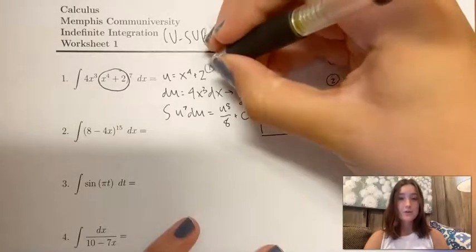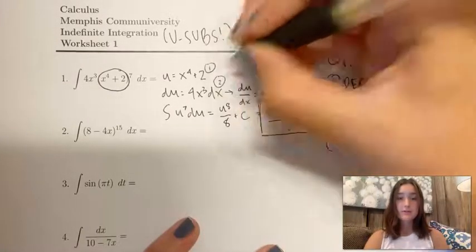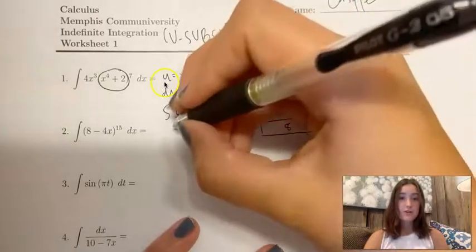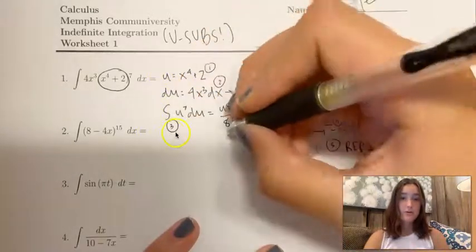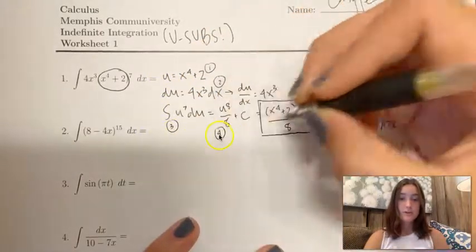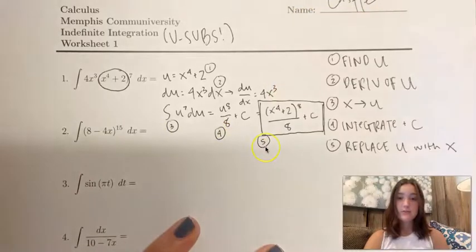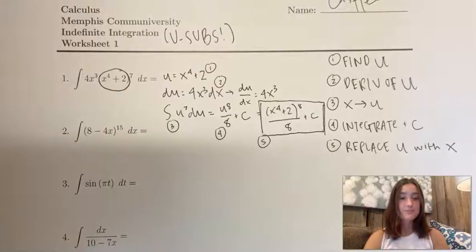And if that one was a little confusing, again, we are about to do a lot of practice. So what I'm doing now is kind of just marking up each of the steps. I found my u, I found my du, I rewrote my integral with the u, integrate plus c is step 4, and step 5 is to replace back in that x. So let's move on to number 2.